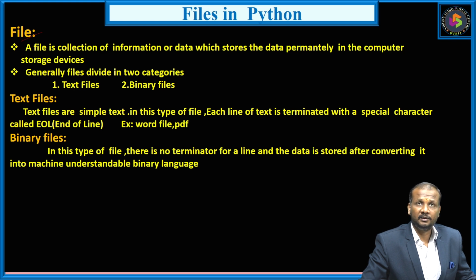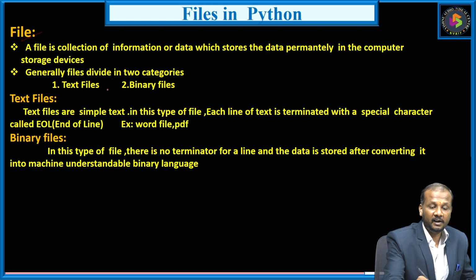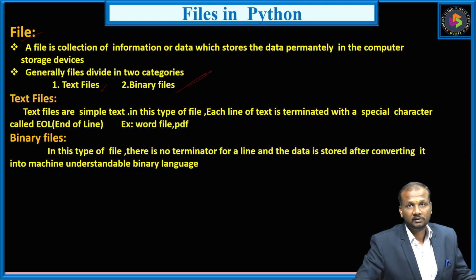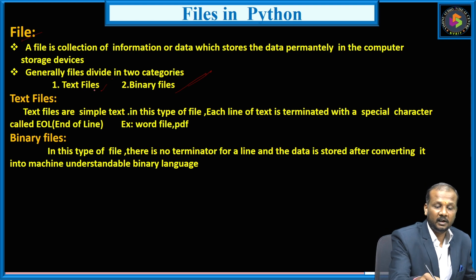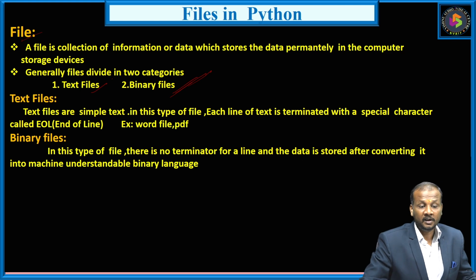Generally, files are divided into two categories. How many types are there? Files are of two types. One is text files, which are .txt files. The other is binary files. Text files are understandable only by humans. Binary files are understandable only by the computer. These are the two file categories.